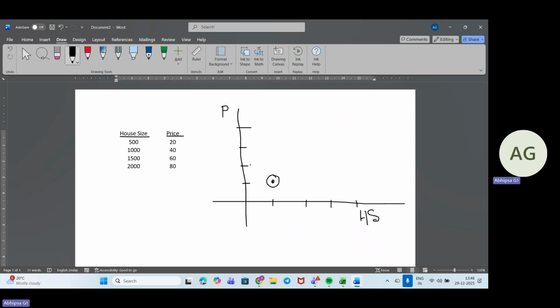Coming down to 1,000 with 40, this would be my point. This would be my area where I'll be plotting. Coming down, this would be my next point, and also this would be the area that will be plotted.